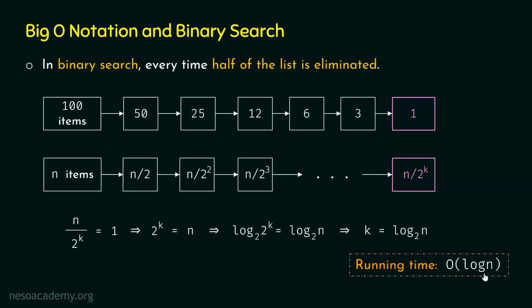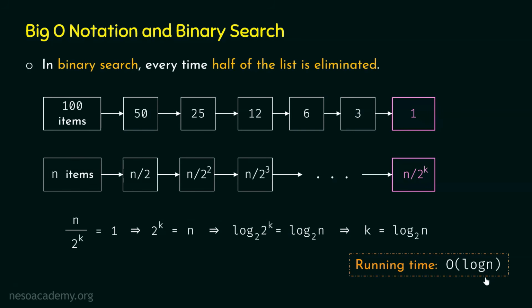I haven't even mentioned base 2 here. This is also not important. What is important is that the growth rate of binary search is logarithmic. This means as the size of the input increases, the number of operations increases logarithmically. So the growth rate is logarithmic. I hope this concept is clear. So running time of binary search is big O of log n.